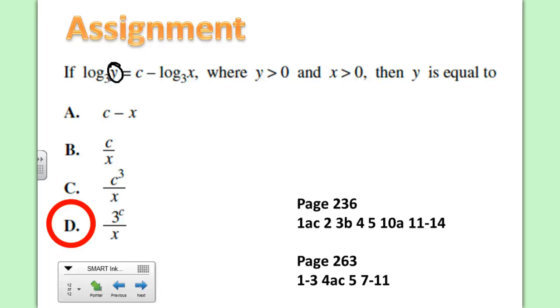And now you should be doing, I think it's this one, but I can't remember. Look up and see which question you're supposed to be doing. We are done.